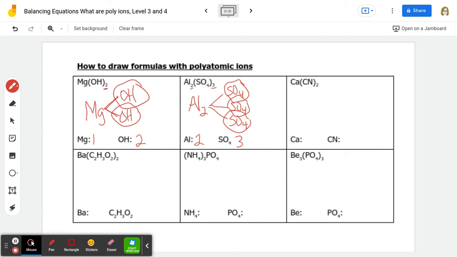Okay, the last one I'm going to do with you is the NH4 one, because that actually has a branch that goes the other way. And that's the only one that's going to be like that. So on this one, you have 3 groups of NH4 and 1 group of PO4.